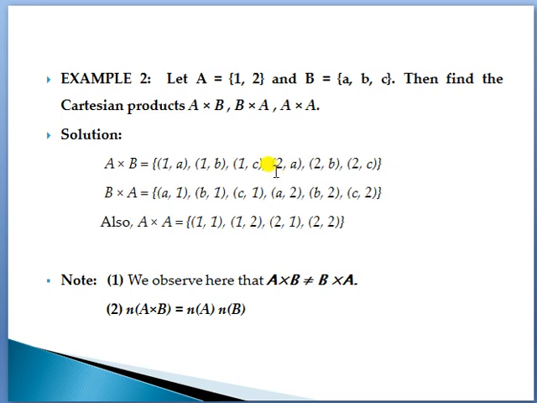So these are the Cartesian products. From this result we can observe that A cross B is not equal to B cross A. That means the Cartesian product is not commutative, right?